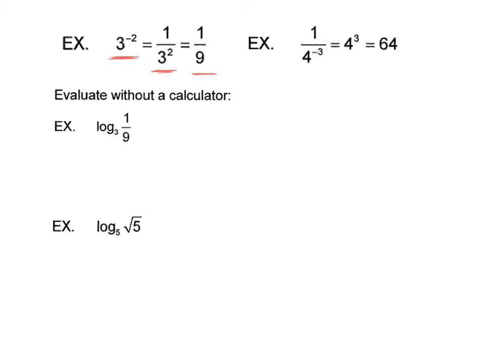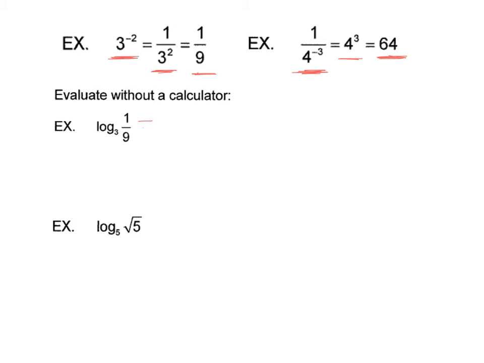Or if the negative exponent is in the bottom of the fraction, like 1 over 4 to the negative 3, the 4 flips back up to the top, the exponent becomes positive, and you have 4 cubed, which is 64. So we need to keep that in mind as we do these next problems. We're still doing evaluate without a calculator.